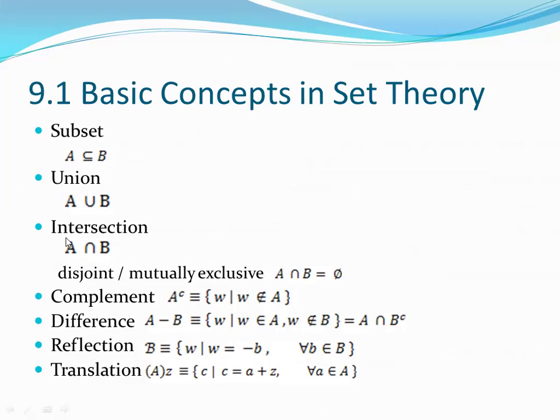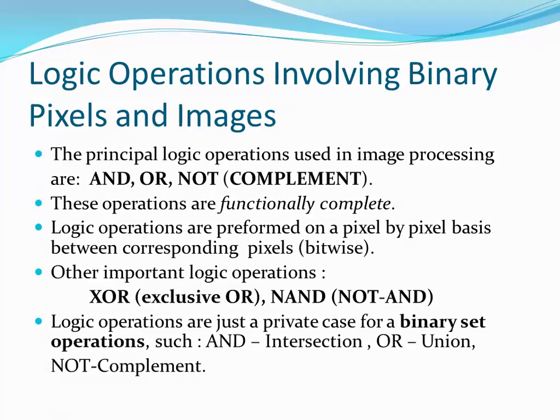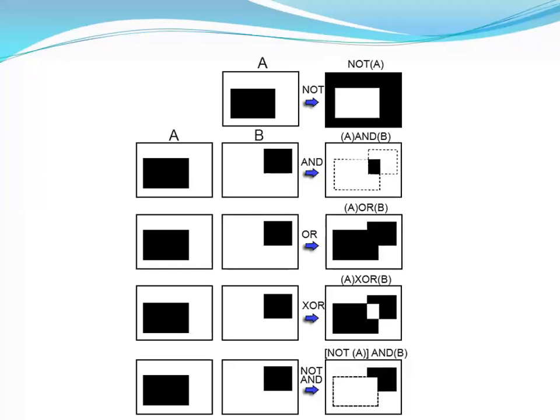So there is something like subset, something called union, something called intersection, there is complement, difference, reflection, translation. We are not understanding anything. Let us go ahead further. Okay, now it's making sense. So there is A, and then not of A. What is not of A? We are talking binary here. If A is complemented, all ones become zero, all zeros become one.